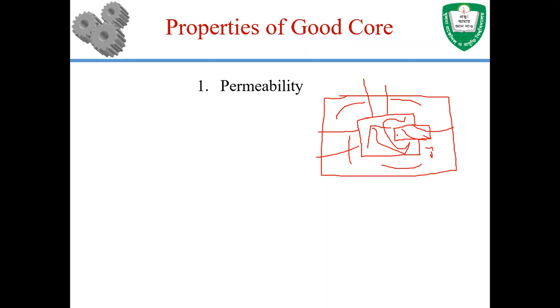So the core should have permeability. Otherwise, if the gases are trapped in these regions, then that will act as an impurity or defective casting. You will get a defective bubble. You will get the defective casting because of the gas entrapment.